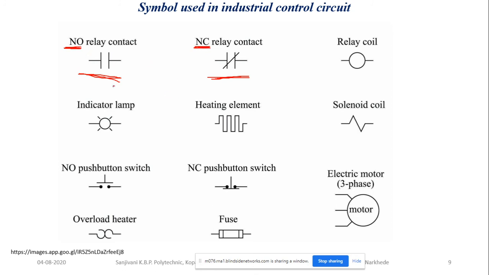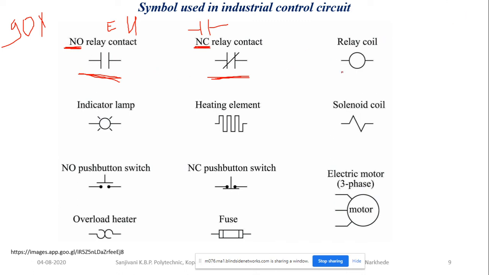So what happens when the system is energized? When my system or controller gets energized, my NO contacts close and NC contacts open. This is a very important thing you have to keep in mind. Ninety percent of your automation logic depends on the understanding of these two concepts only, NO and NC. If you understand this concept, then you can easily automate any process or application.